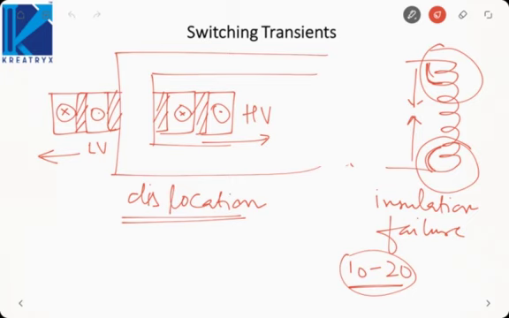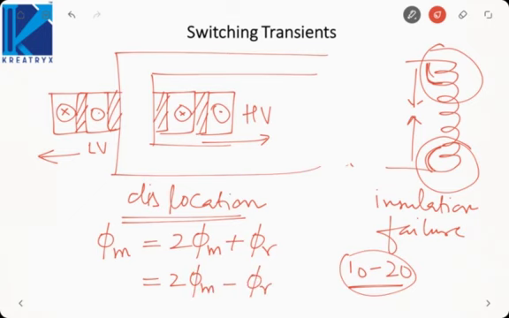Okay. And if we consider residual flux, the maximum flux can be 2 phi m plus phi r if residual flux is in the same direction, or it can be 2 phi m minus phi r if residual flux is in opposite direction to the induced flux. So it will reduce the severity of switching transient, or it will increase the severity of switching transient. So in case the residual flux also supports the maximum flux, then the severity of switching transient will be increased more and more, because the flux will be increased, which will increase the magnetizing current required from the core, and it will increase the magnetic inrush current.